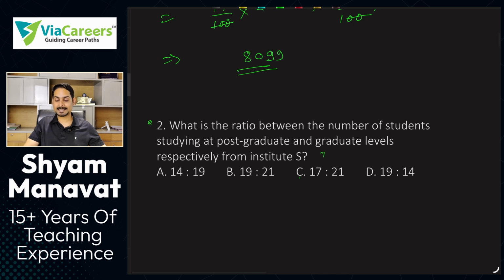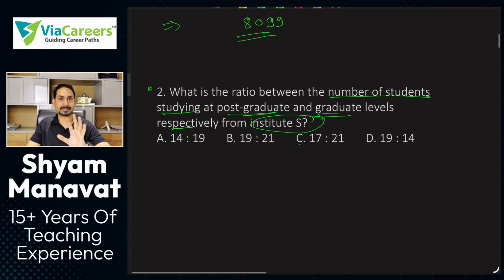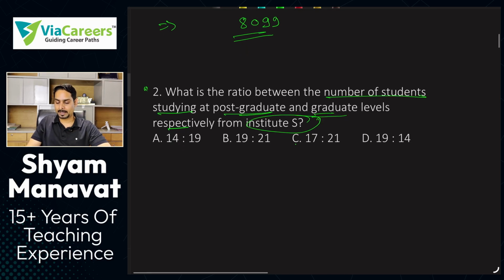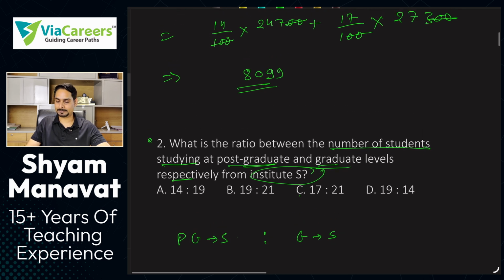So second question says, what is the ratio between the number of students studying at PG and graduate level respectively from Institute R? So what Institute S, sorry, Institute S. So we need to find out the ratio of number of students in PG in S with graduate in S. Okay, graduate in S. All right. So in PG in S, yeah, now come back here.